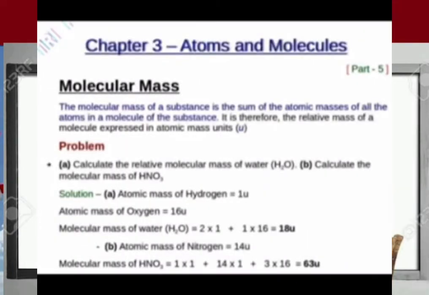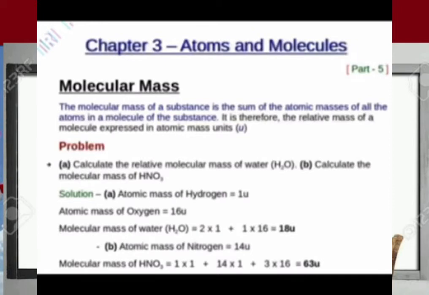Good morning, students. Now we are studying the chapter Atoms and Molecules. In this chapter, we are going to study molecular mass and the mole concept. Let's start. Today, we are going to discuss molecular mass first.